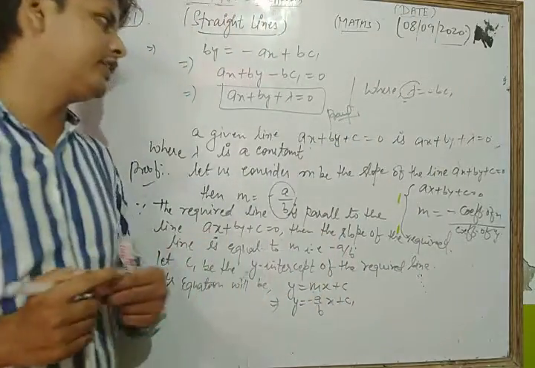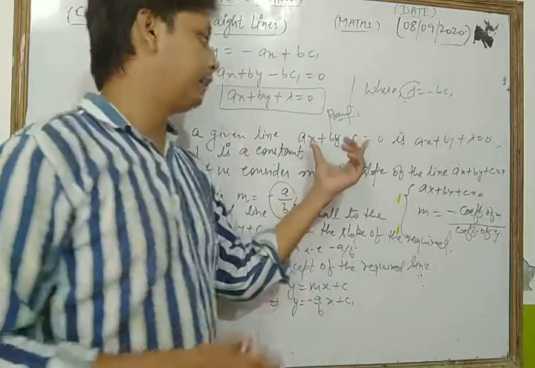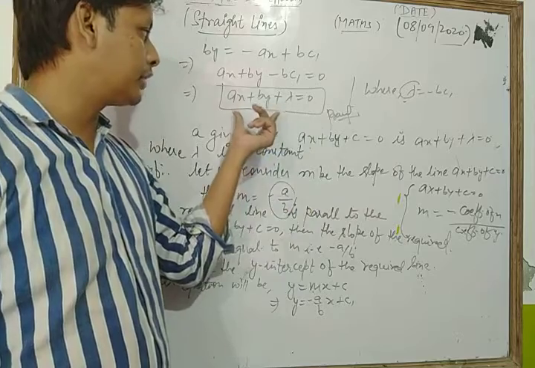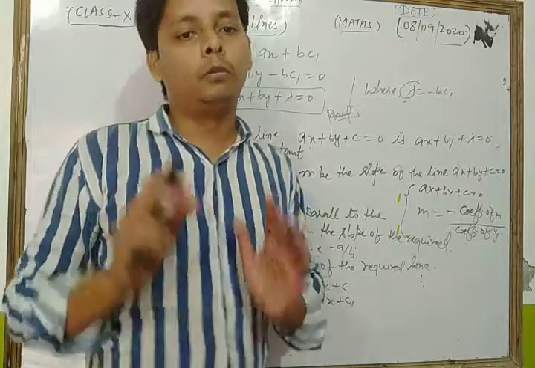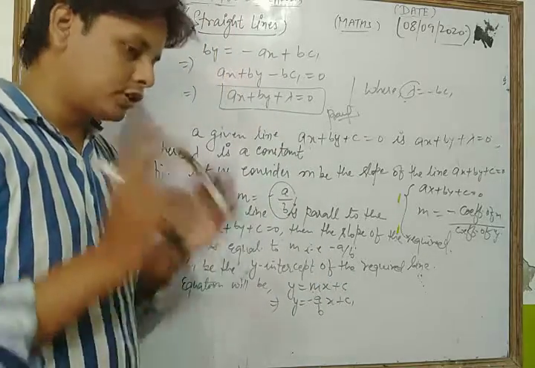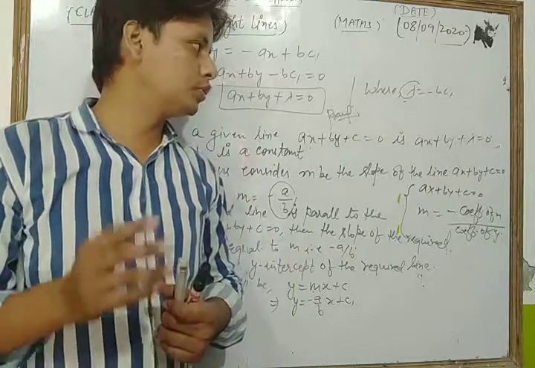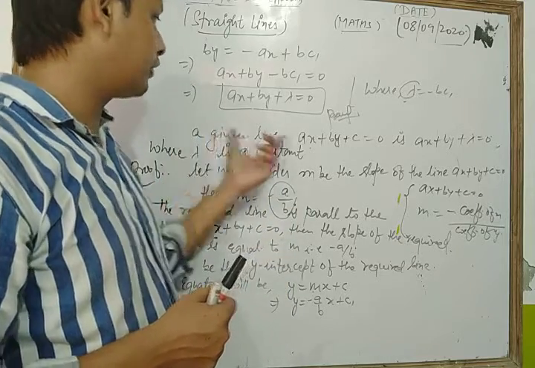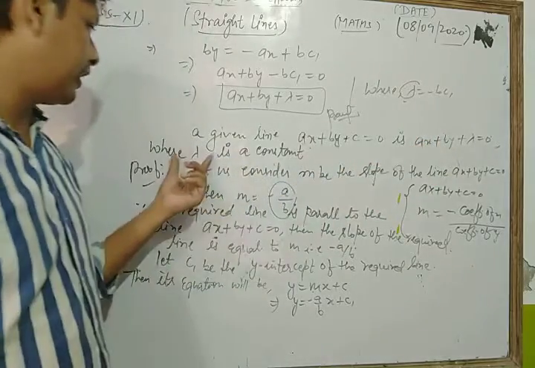So hence, dear students, we can say that the equation of the line parallel to a given line ax plus by plus c is equal to 0 is given by the relation ax plus by plus lambda is equal to 0. This is one of the most important questions of your syllabus. Let's see once more. First of all, we have a given line ax plus by plus c is equal to 0, and we have to show that the equation of a line parallel to that line is given by this relation, where lambda is the constant.